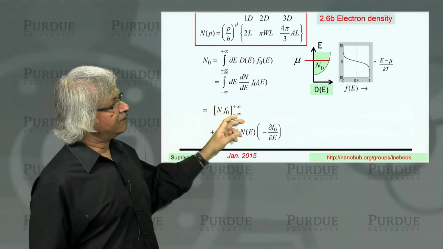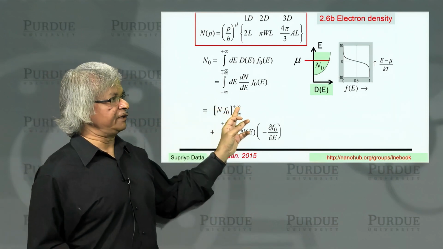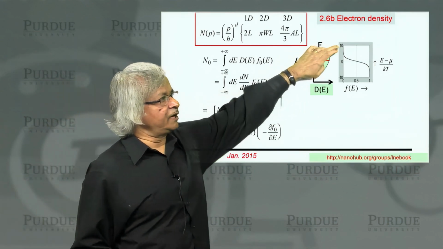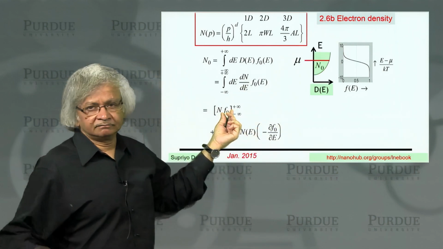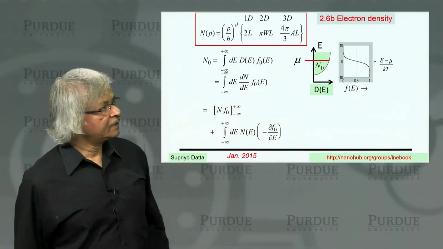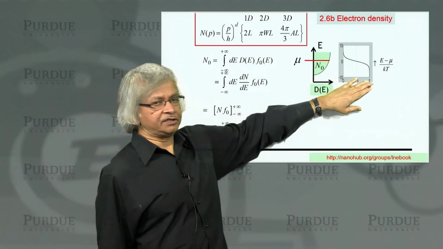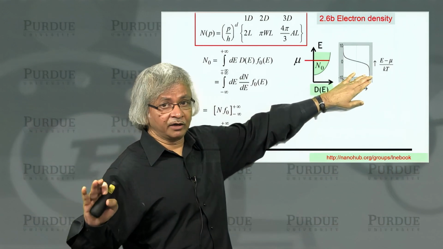Why is that? Well, look at the two limits. Consider first the positive infinity. Positive infinity means very large energy. That's where you can see the Fermi function is 0. So f0 is 0. So n f0 is also 0. Well, what about minus infinity? That means I'm at very low energies. Now, of course, f0 is not 0, it's 1. So I can't ignore f0.